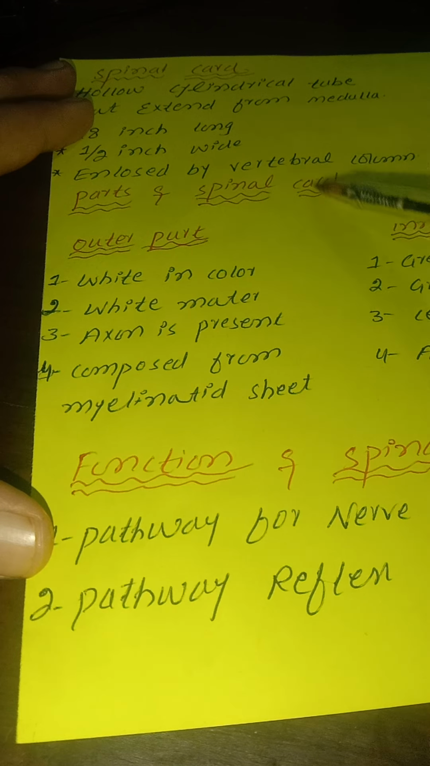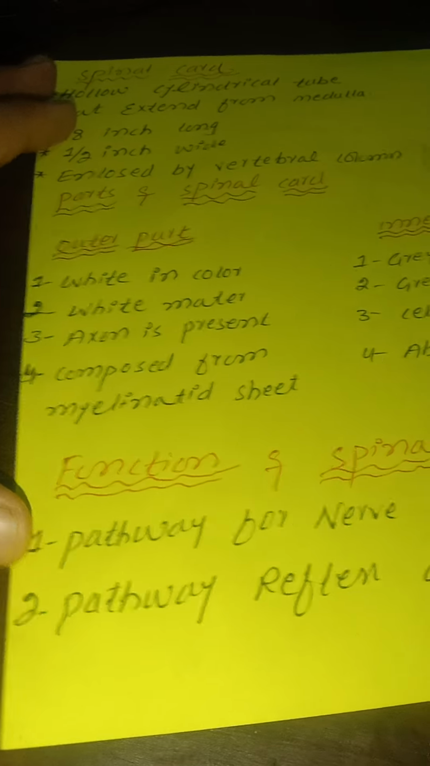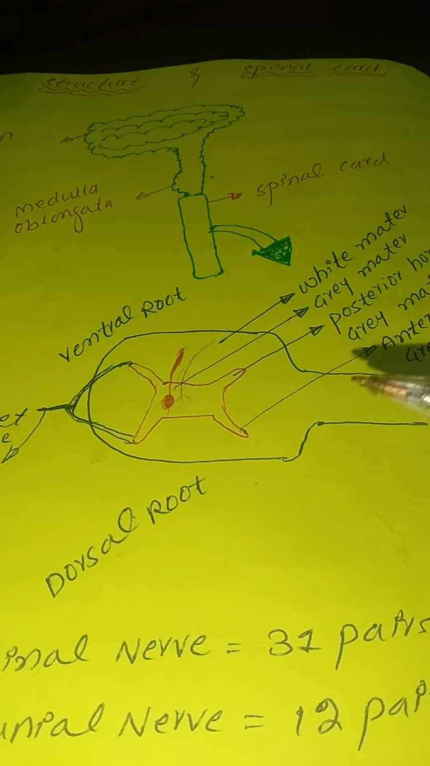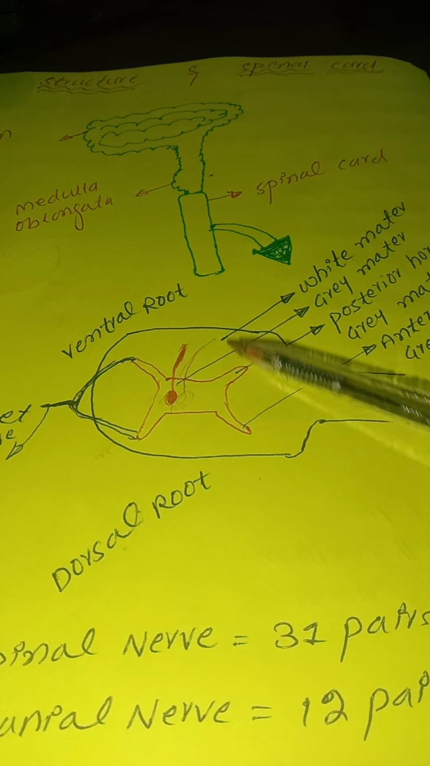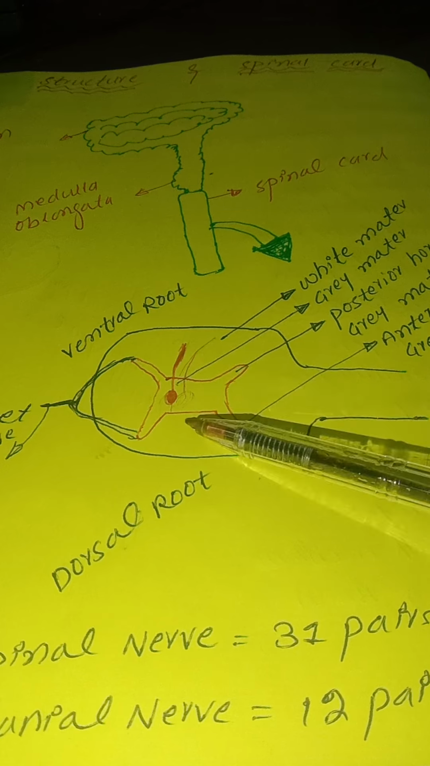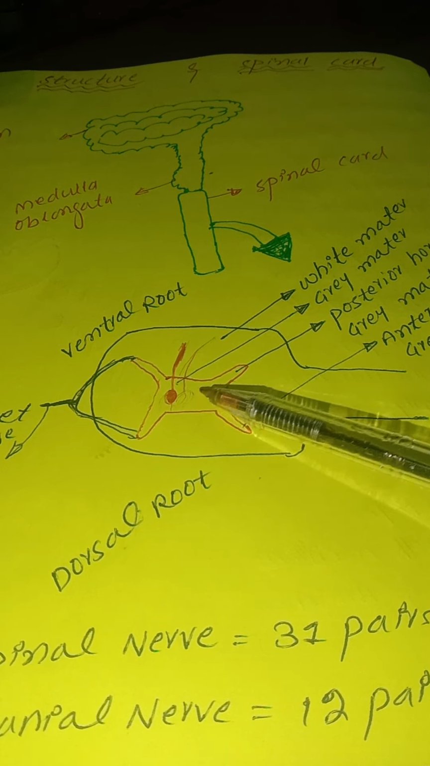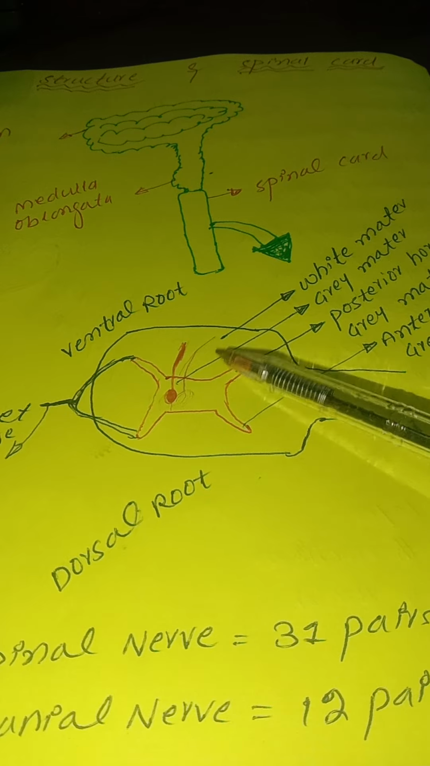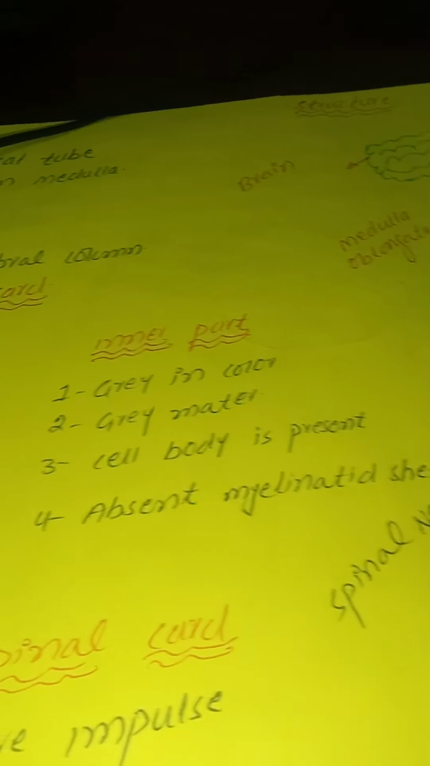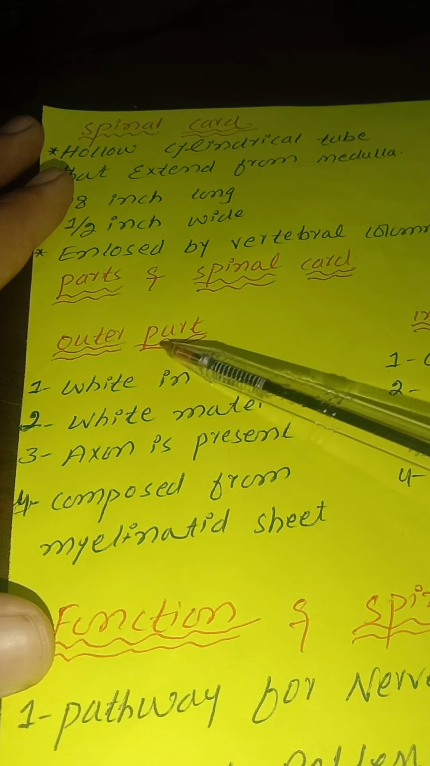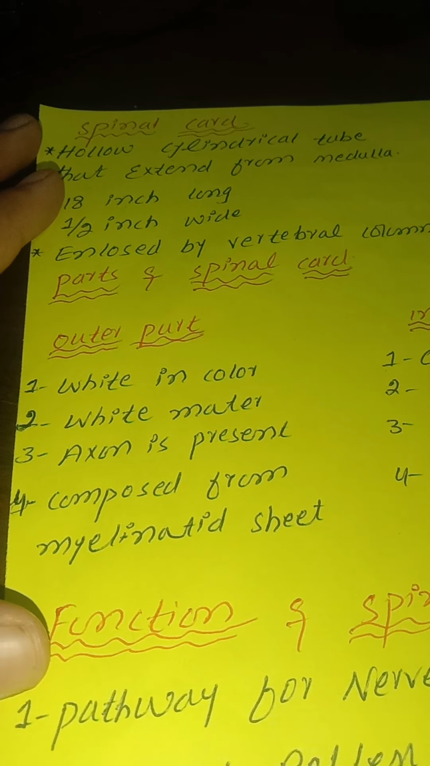Now, the parts of the spinal cord. The spinal cord is divided into two parts: one is the outer part and the other is the inner part. You can see here the structure of the spinal cord. This is the outer part and this is the inner part. Now we will discuss the features of the outer part and the inner part of the spinal cord.